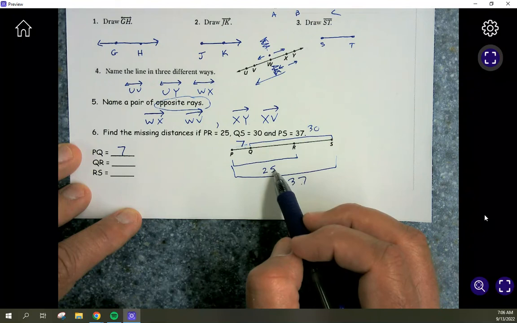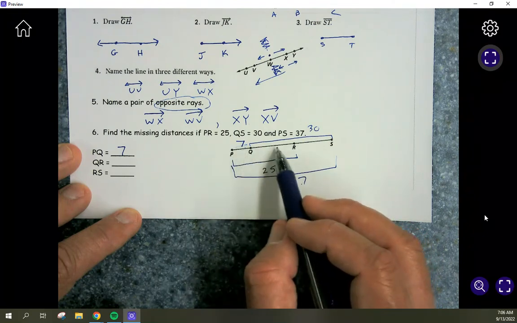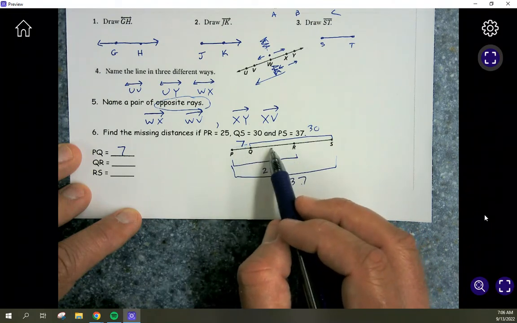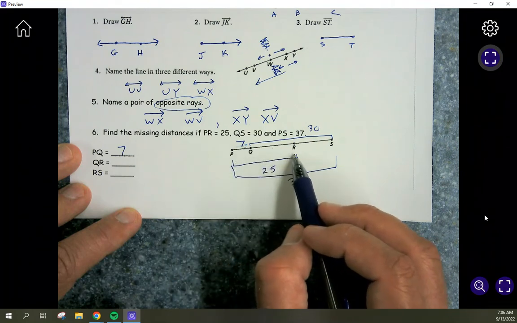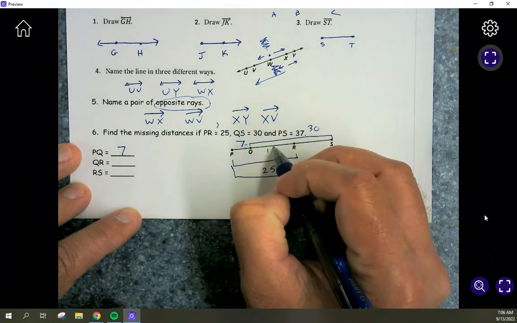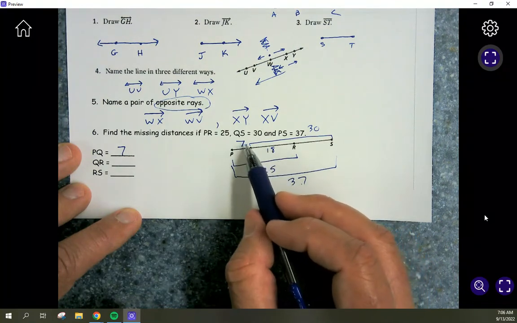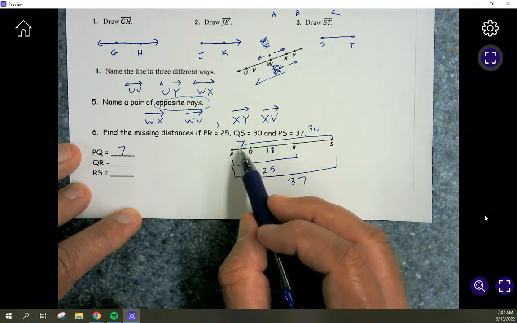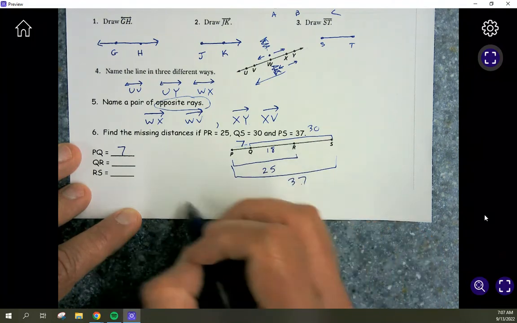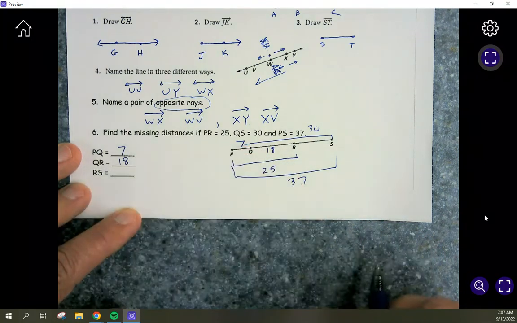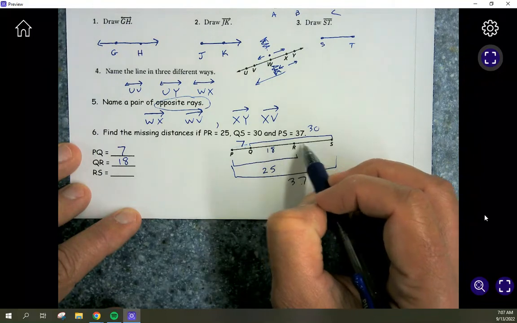Once I know this is 7, now I'm going to just look at this segment. PR is 25, PQ is 7. So all I'm missing is this piece. This piece plus 7 has to equal 25. So you would subtract them, 25 minus 7. It's 18. Double check yourself. 18 plus 7 is 25. So these two pieces together have to equal the whole thing. So QR is 18.